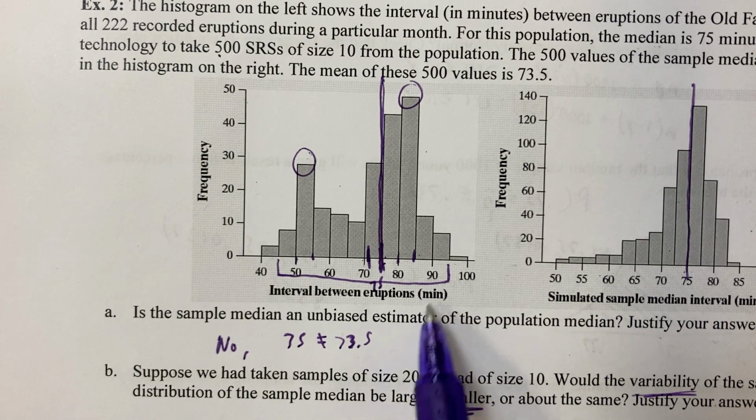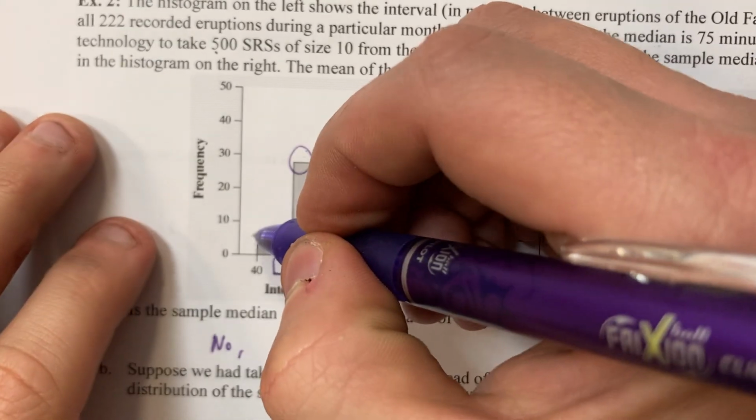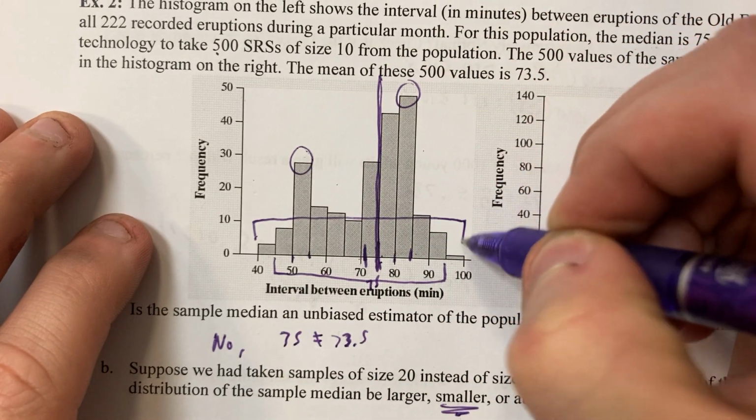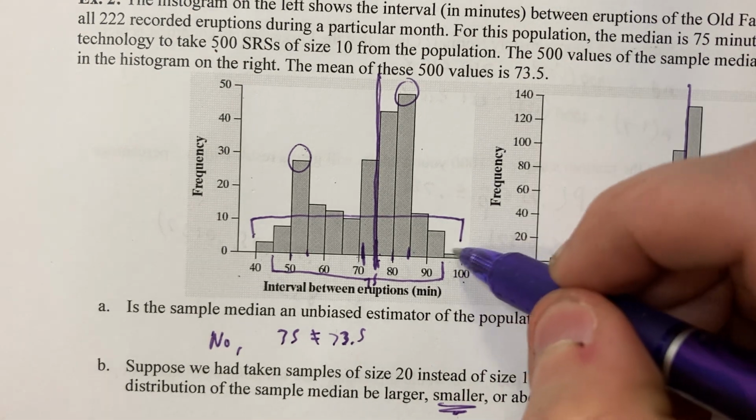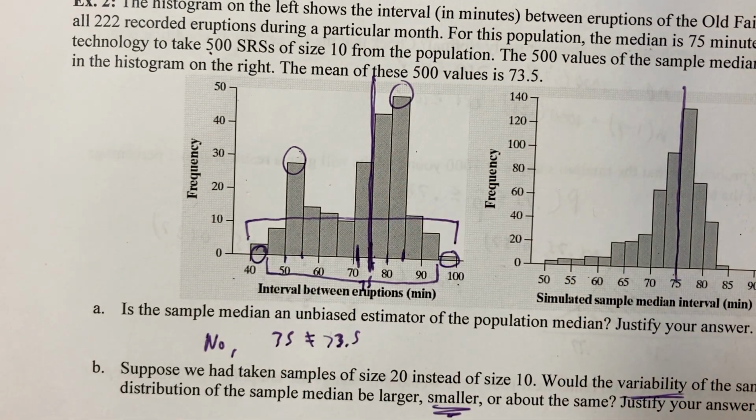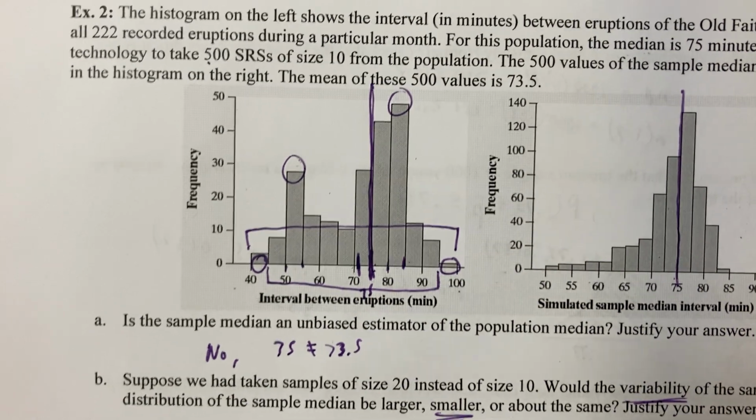So it has a minimum range of 50, but it could also have a range of here to here. That would be 100 minus 40, so 60. The range is anywhere between 50 and 60. You have to do that because we don't know where exactly these values fall in that interval. So the range is between 50 and 60.